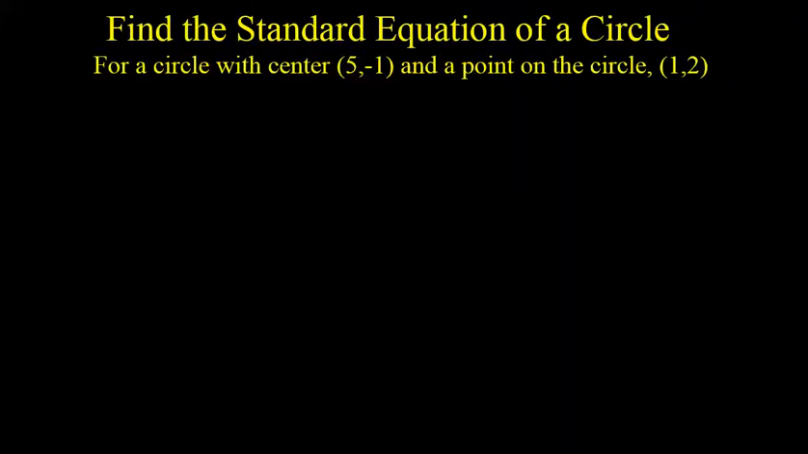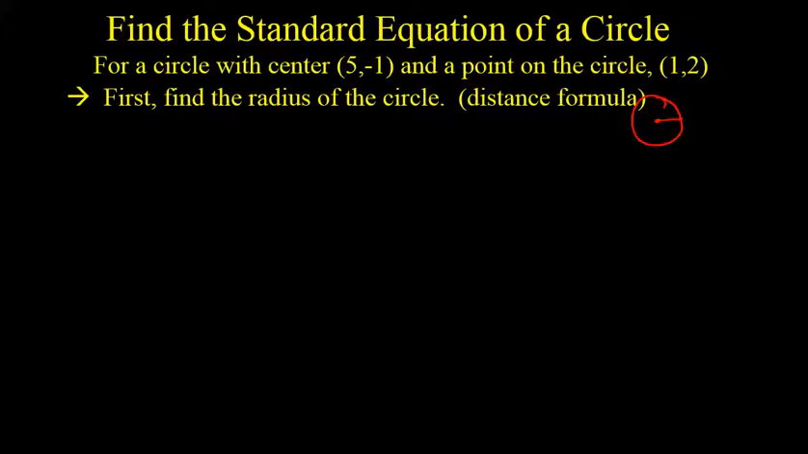Okay, find the equation of a circle. For a circle with center 5, -1, so we know our h and our k, and a point on the circle at 1, 2. Well, it doesn't give us our radius, but think about what a radius is. The radius is the distance from the center to a point on the circle. We have the point on the circle, and we have our center. We just need to know this distance. Do we have a way to find distance between 2 points?